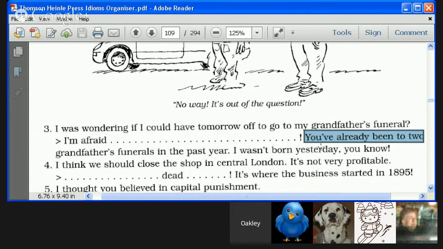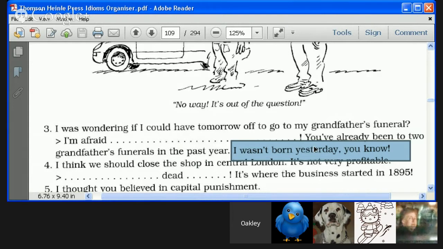Now, also, there's another interesting element to this exercise 3, which Heidi pointed out. You've already been to 2 grandfathers' funerals in the past year. I have really seen this happen in the real workplace. So funny. Wait a minute. How many grandparents can you possibly have? All right. I wasn't born yesterday, you know.